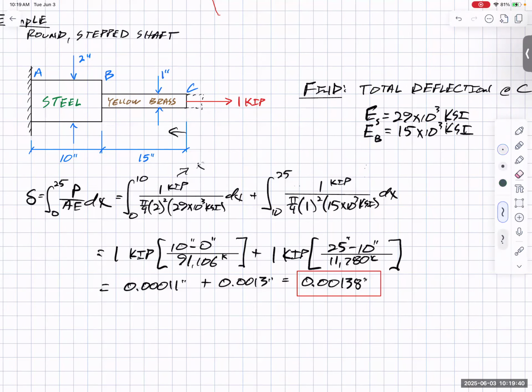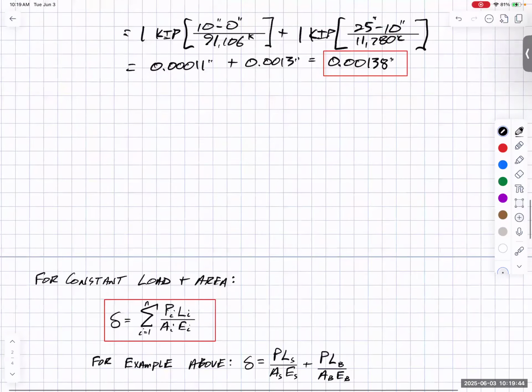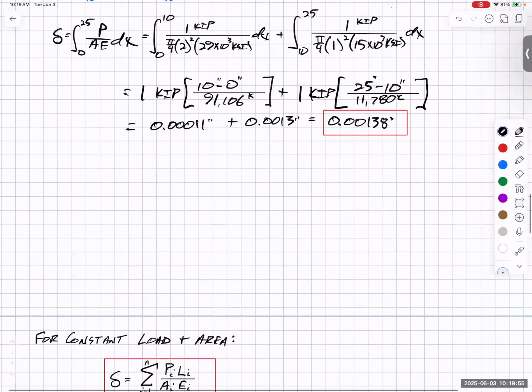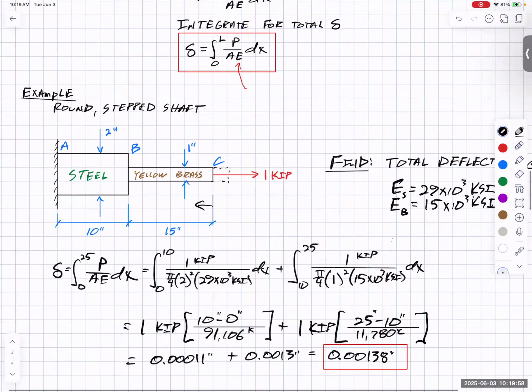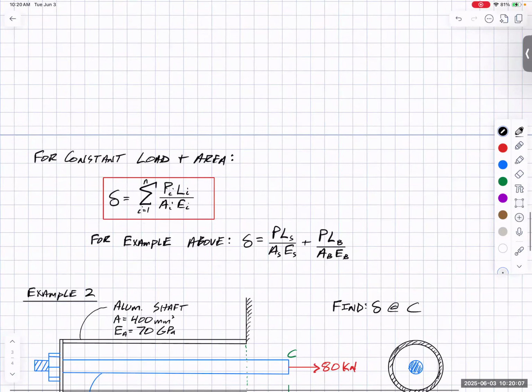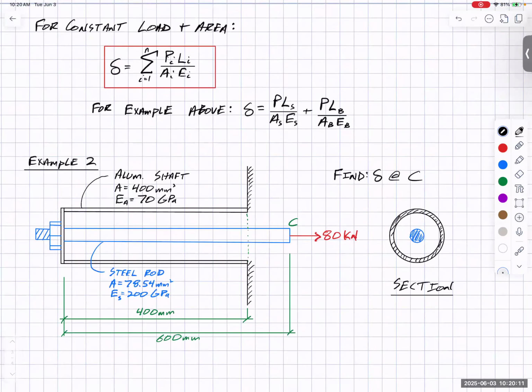And because it isn't 99% of the time, what we typically do is say, if we do have a constant load and area and I have these multiple segments, I just add up PL over AE, right? So that's much quicker, much easier. If I were to redo this problem, my P is 1, my L is 10 and 15, my A I just found, and my E values I can look up, right? So I just add those two up, nice and easy. Cool.